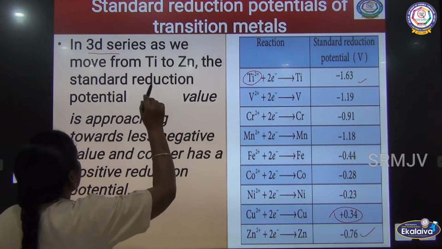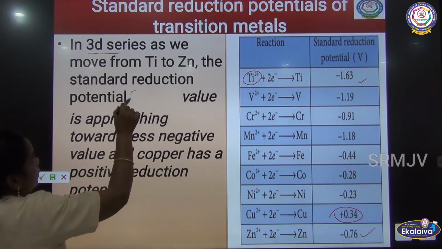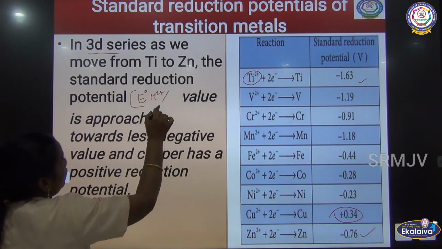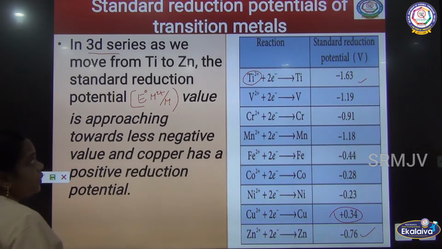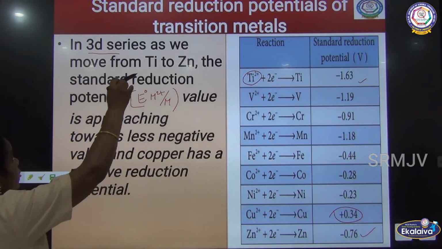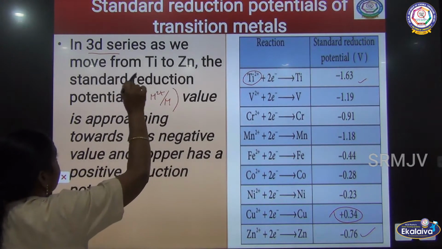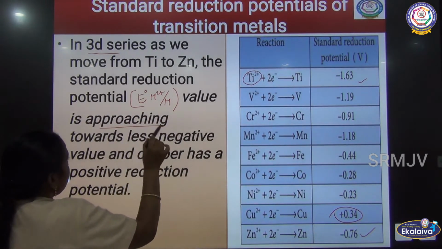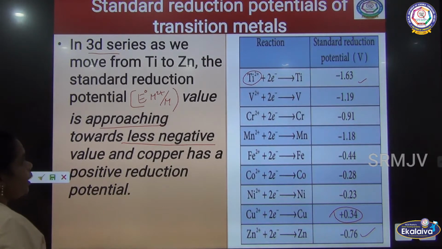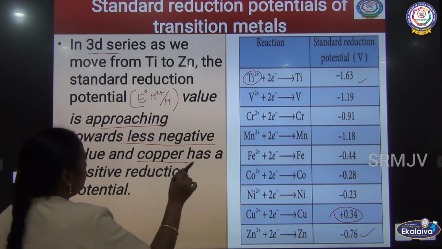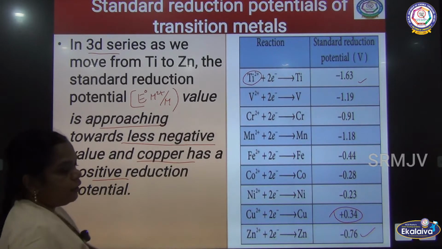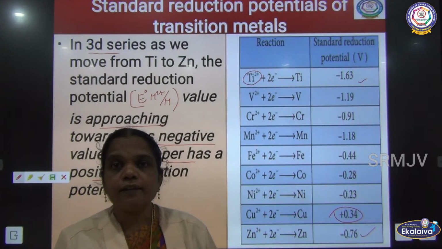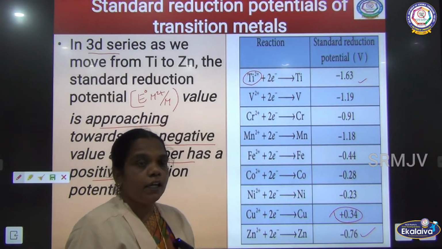So this is the standard reduction potential for metal ion to metal. Now we are going to see that from titanium to zinc, the standard reduction potential value is approaching less towards negative value, whereas copper has what? Positive reduction potential.